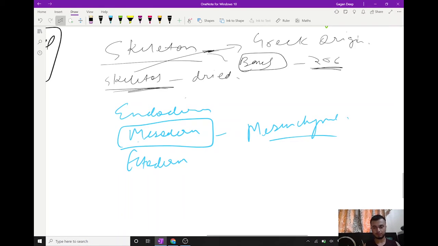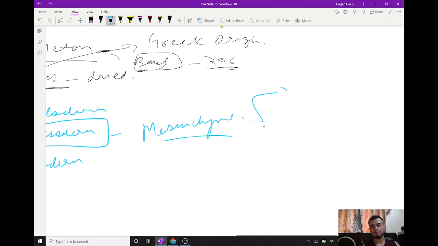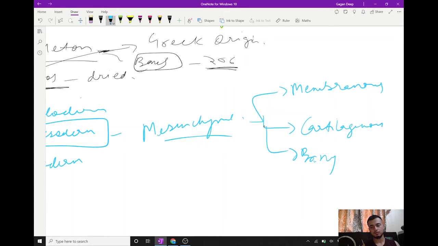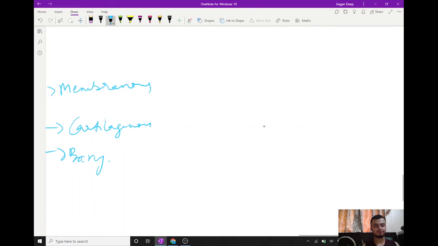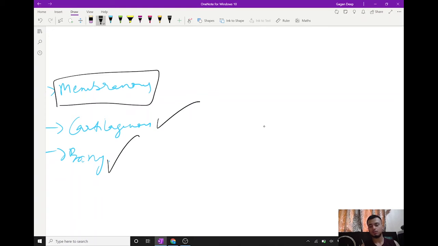It can be of three types: membranous. First, let's go through the terms, then I'll explain it one by one. Cartilaginous, bony. Membranous exists majorly in newborns or in our fetal life. And in later stages, we have either the cartilaginous one or the bony one. And more prominent is the bony one.